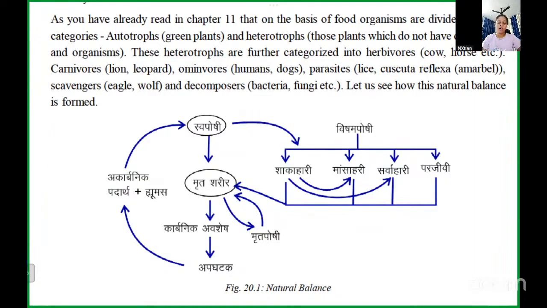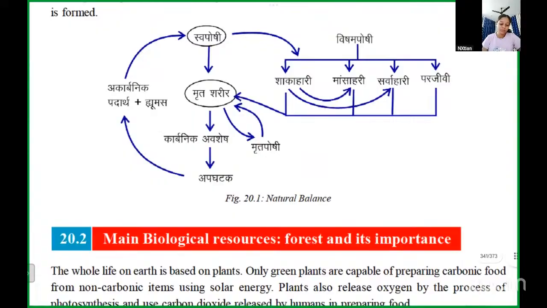Scavengers, I think, are those who also depend on other things for food, who hunt and all. Decomposers break down the dead and decaying remains of plants and animals, and obtain their nutrition from that. Decomposers: bacteria, fungi. Now let us see how this natural balance is formed. I will show you an English diagram and explain it to you.